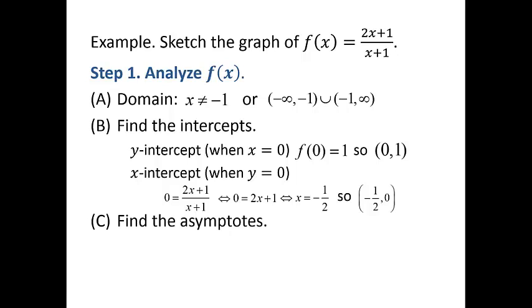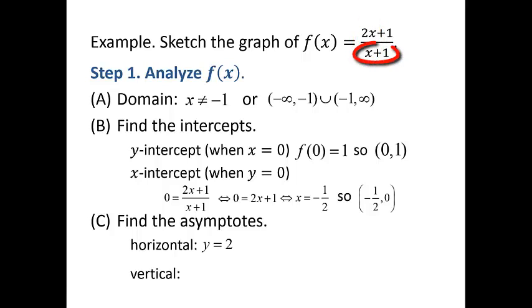Now, we want to find the asymptotes of our function. For the horizontal asymptote, we look for the biggest power of x. Note that the biggest power of x, x to the first power, occurs in both the numerator and the denominator. Therefore, our asymptote will be the quotient of the lead coefficients. Hence, we have y equals 2.